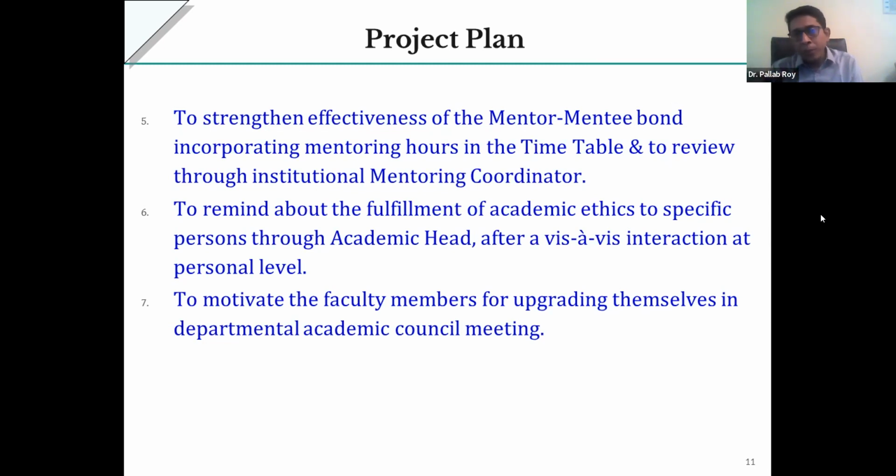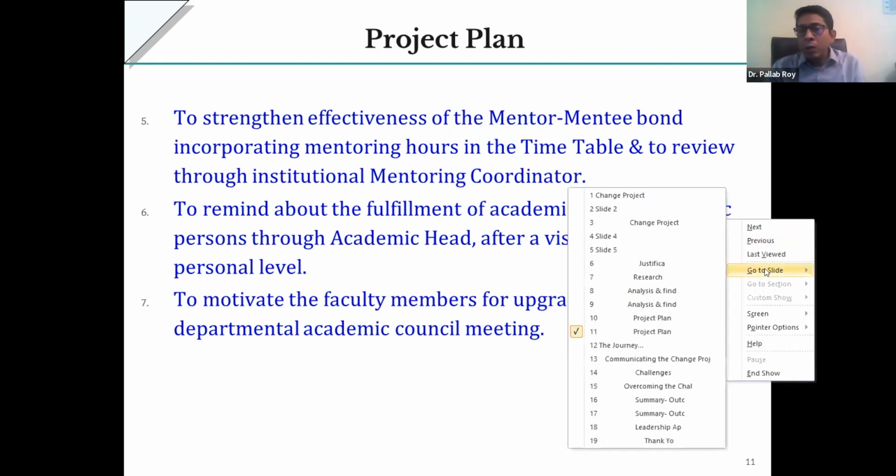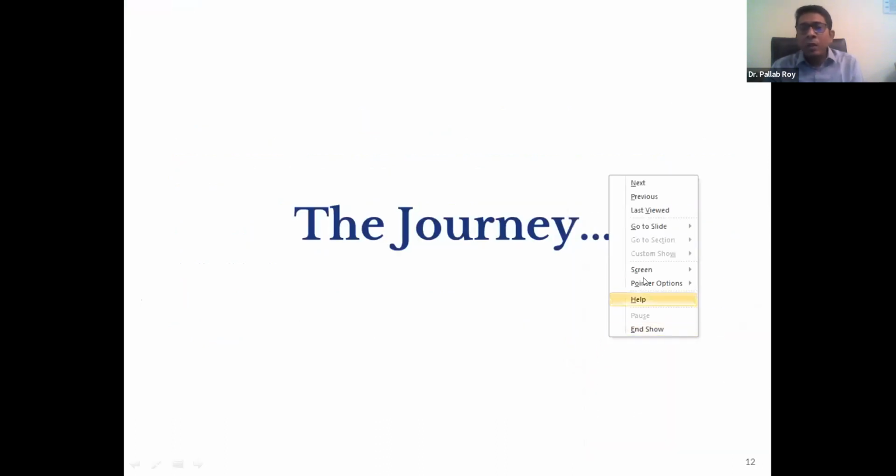And the last thing that I planned is to motivate the faculty members to upgrade themselves, to make them understand what the demands are from AICTE and other regulatory authorities, and why they should immediately upgrade themselves. These things were executed over the last 3 months. There is nothing to show. I have not prepared any video. I'll just tell you whatever I did.